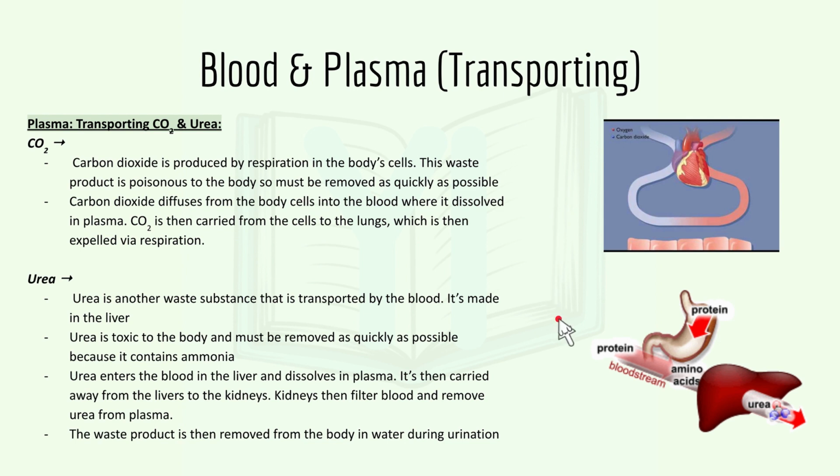And urea is another waste substance that is transported by the blood, and it's made in the liver. Urea is toxic to the body and must be removed as quickly as possible because it contains ammonia. Urea enters the blood in the liver and dissolves in the plasma, and is then carried away from the liver into the kidneys. The kidneys then filter the blood in the nephron and remove urea from plasma. And the waste product is then removed from the body in water during urination.